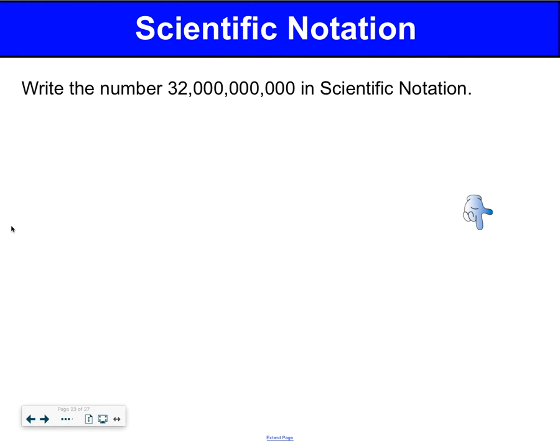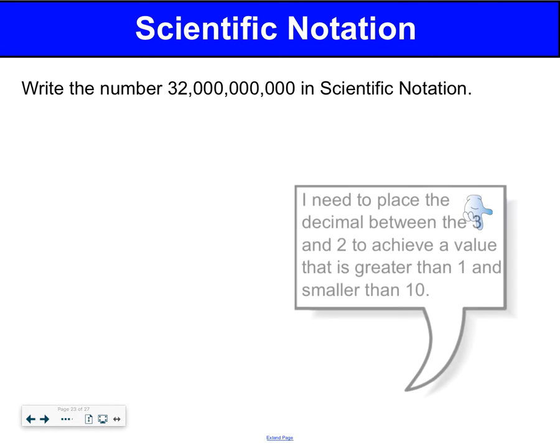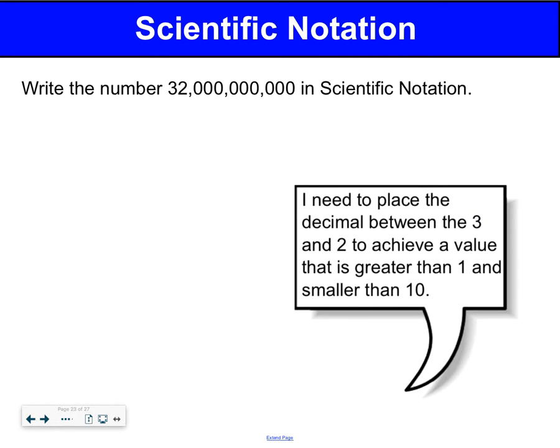Today we practiced putting numbers in scientific notation. When we see a number like 32 billion written here, there are some things we have to remember. The first thing I need to do is place the decimal between the 3 and the 2 to achieve a value that is greater than 1 and smaller than 10. I need to recognize that my decimal point is at the end of this number, and I need to move it between the 3 and the 2.